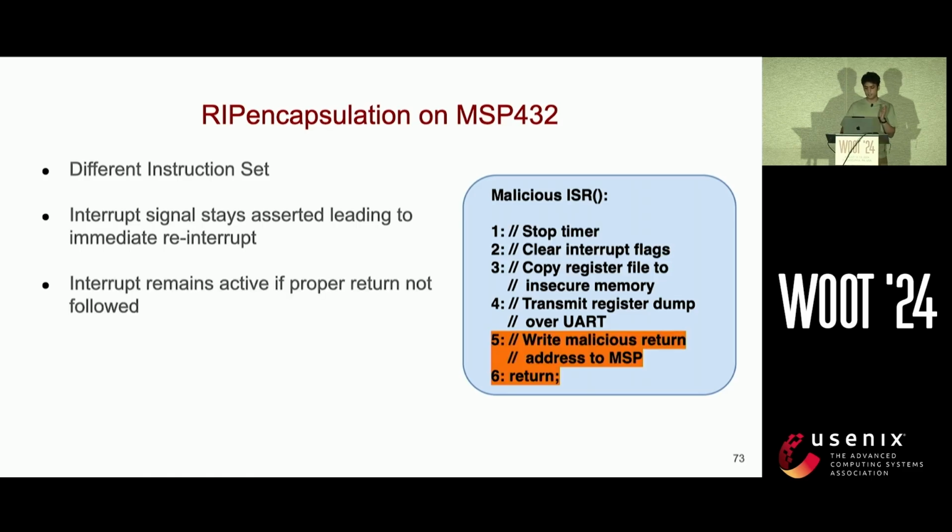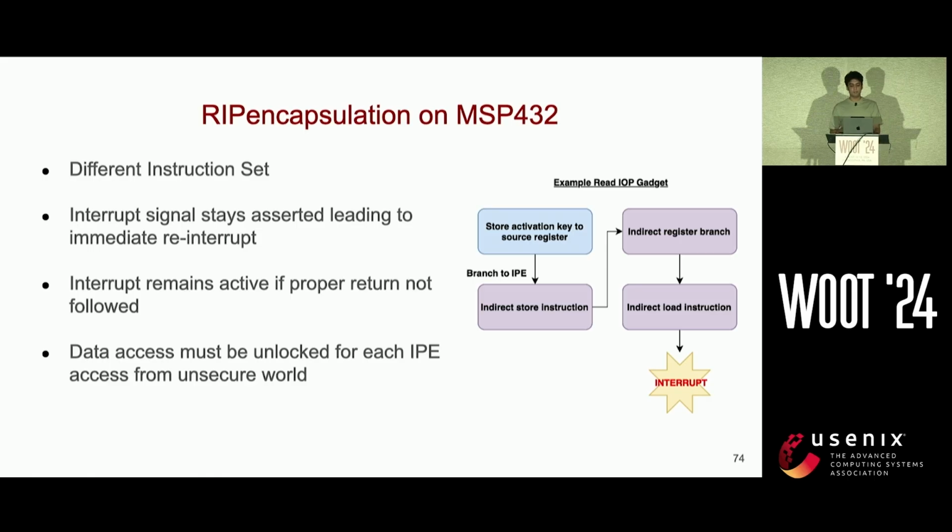To tackle this, we must stop the timer and clear all the interrupt flags as soon as we enter the ISR. Interrupts also remain active if proper procedure for returning from the interrupt handler is not followed. To tackle this, we write the malicious return address to the main stack pointer, followed by a return instruction so that we can subvert the control flow back to the malicious code instead of the IP code where it was first interrupted.